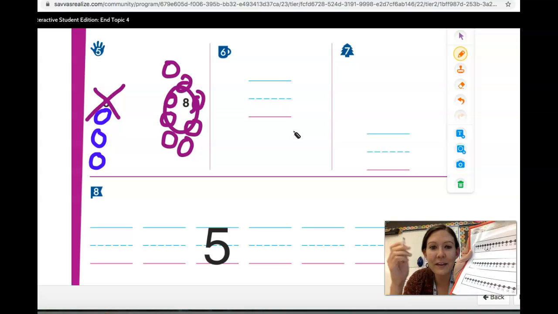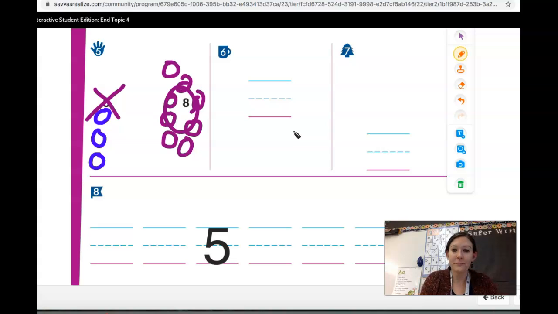That means I landed on the number 4. And then you can ask yourself, is 4 greater than 3? Yes. Is 4 less than 5? Yes. It's the number 4.